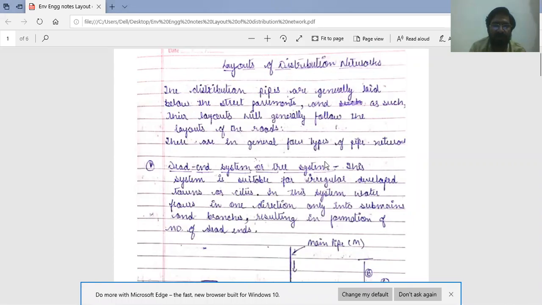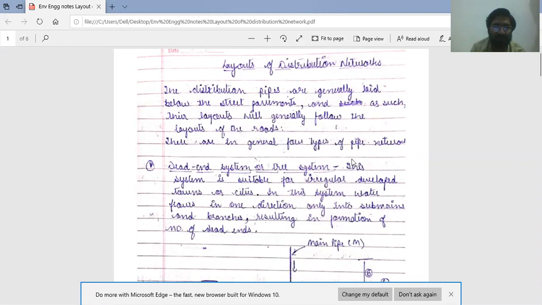The distribution pipes are generally laid below the street pavements or road, and as such their layouts will generally follow the layouts of the road or pattern of the road. There are in general four types of pipe network.